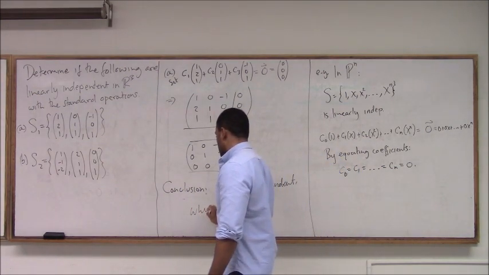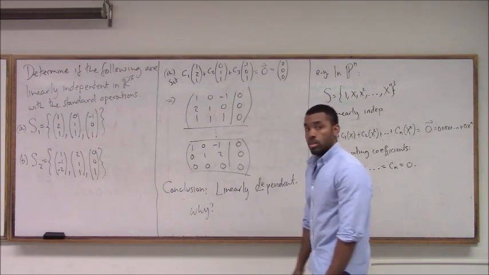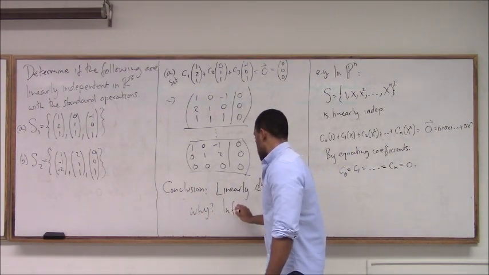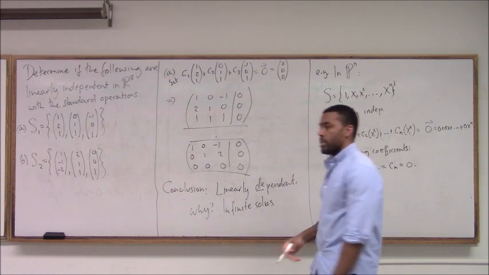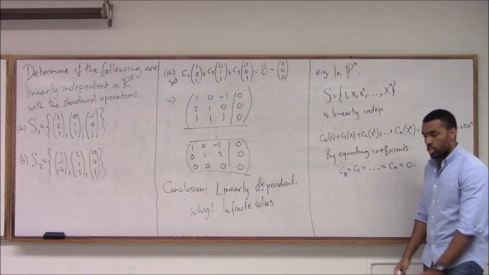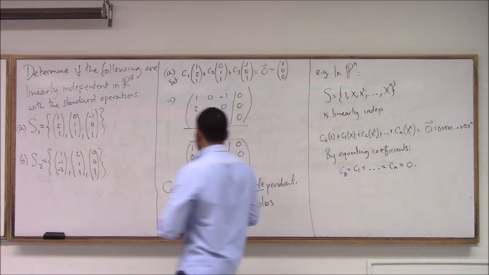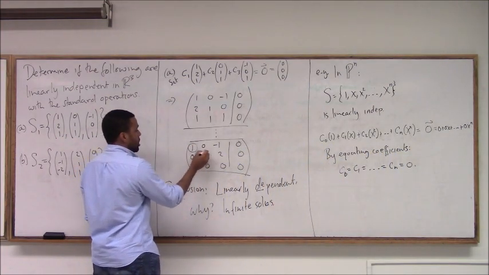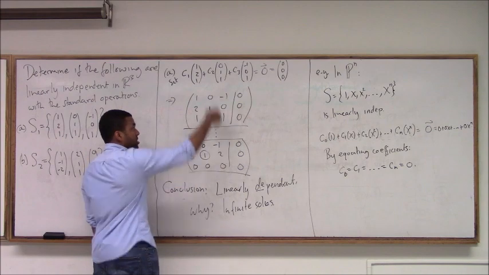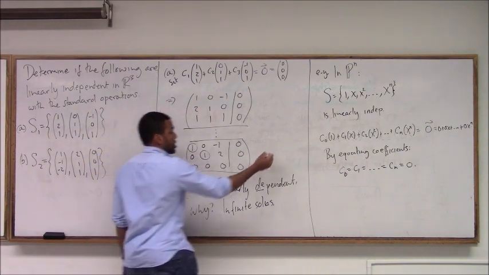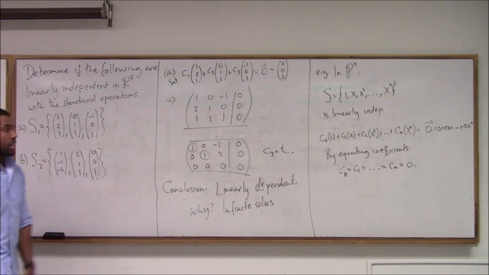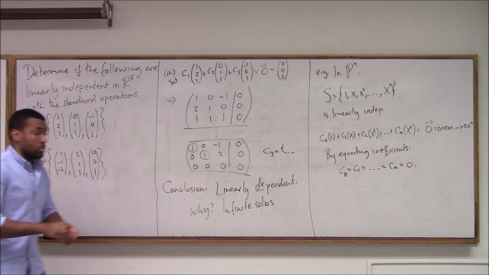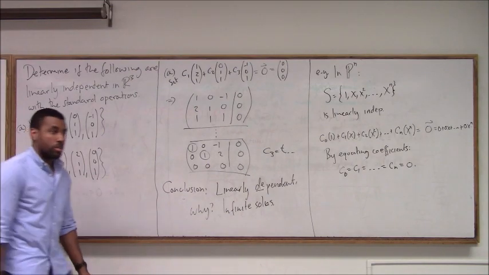Why? There's infinite solutions. Right, remember, to be linearly independent, only one solution must exist, which is the trivial solution. The fact here that there's a pivot in the C1 column, there's a pivot in the C2 column, there's no pivot in the C3 column, so basically your C3 can be literally anything. And for each value t, you can get a bunch of values for the other ones. So there'll be multiple solutions, an infinite amount in fact.